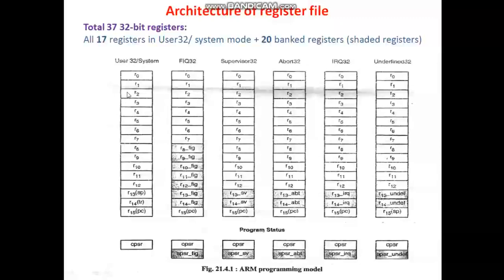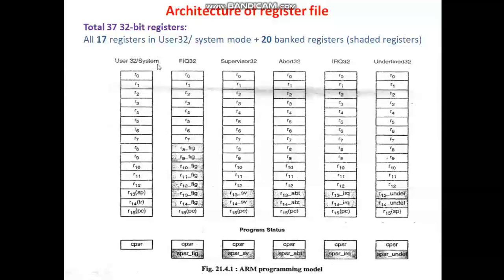Actually, there are different operating modes of this ARM processor, which are shown here: 1, 2, 3, 4, 5, and 6. You can see that there are 6 operating modes. Actually, there are 7 operating modes, but user 32 and system modes can be considered to be similar as far as the register file assessment is concerned. So we can imagine that there are 6 different operating modes.